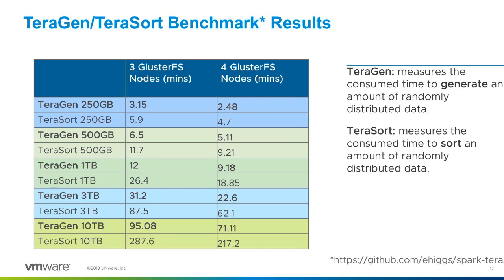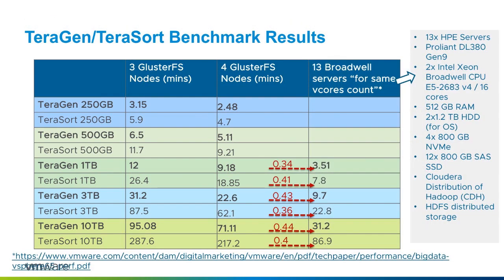As you can see, for 4 cluster file system nodes, it is less than the 3 with almost 0.75 ratio, which is the ratio of the number of nodes. And in order to know how good these results are, we have compared these results with other white papers by VMware and by CNIA organization to see what is the performance comparison.